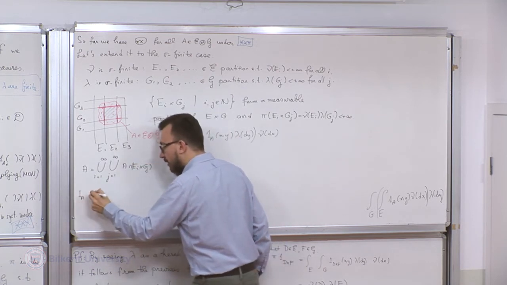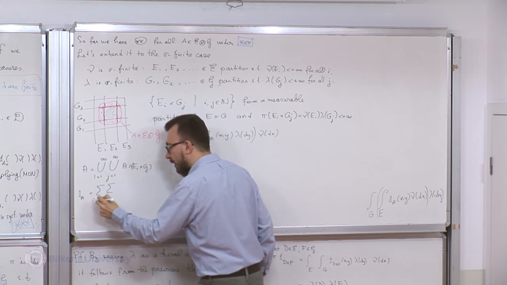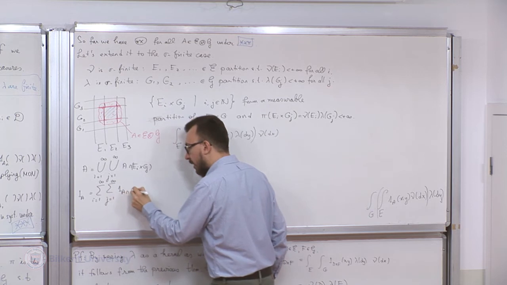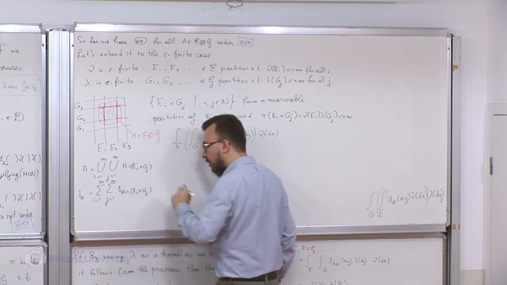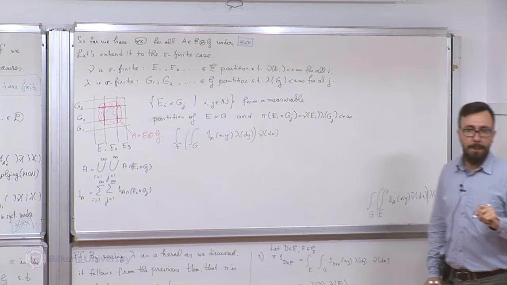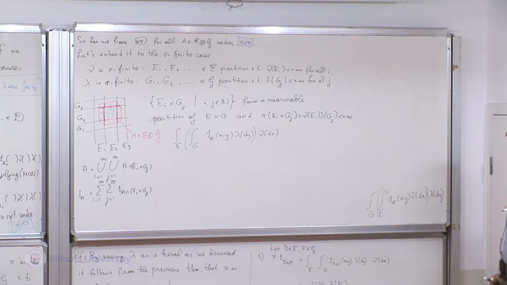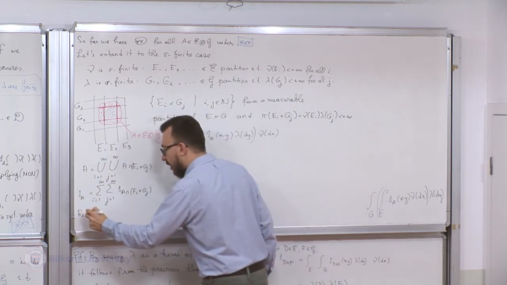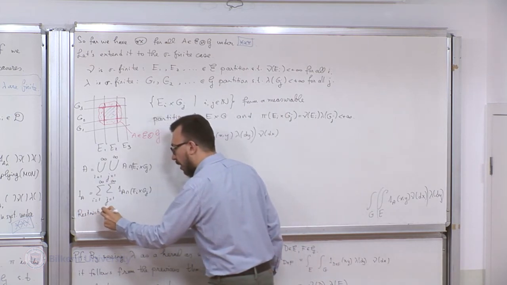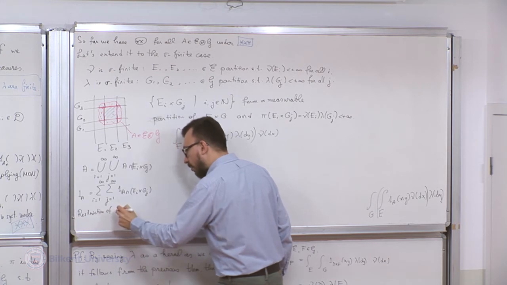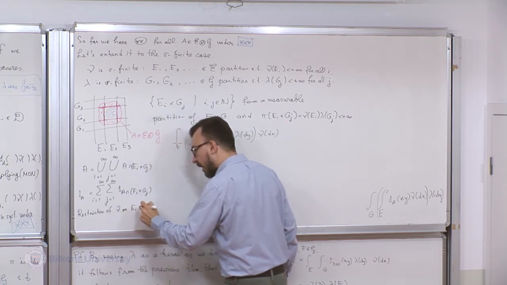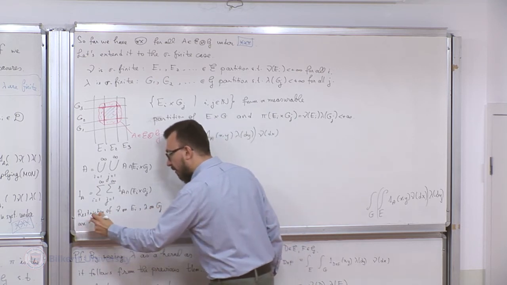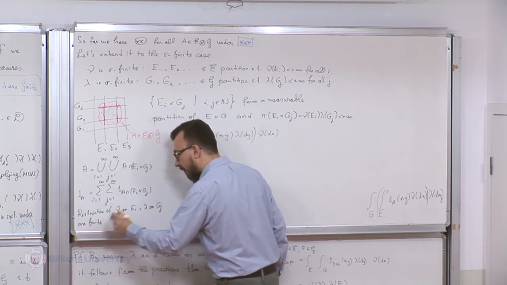And then the indicator is going to become a double sum of A intersection E_i cross G_j, right? And note that the restriction of nu on E_i and lambda on G_j are finite measures, are finite.